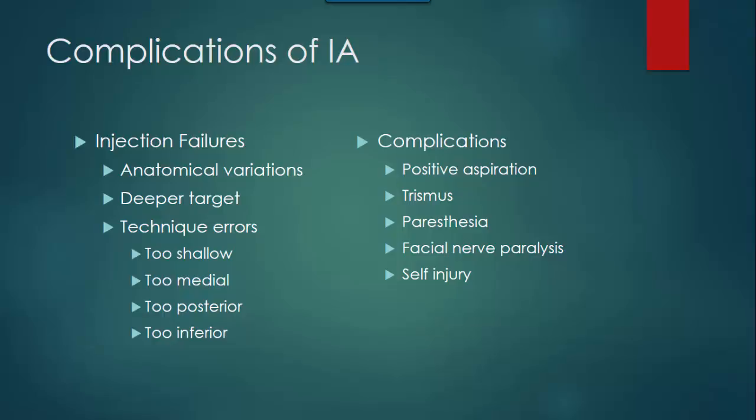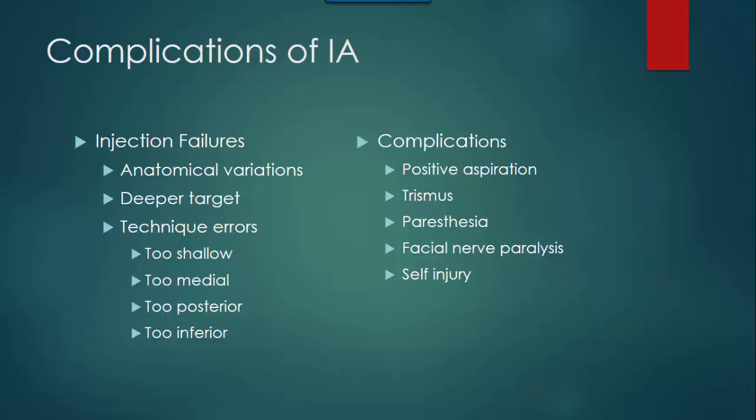It has a 10 to 15% positive aspiration rate because of the high vascular nature in that area. Post-injection muscle soreness is quite common. Trismus can occur, which is a limitation of the mandibular movement due to the injury of the muscle fibers during injection. Paresthesia can occur, but it's usually transient.